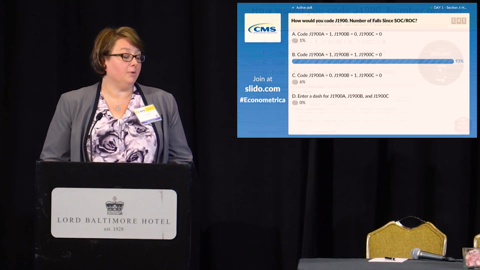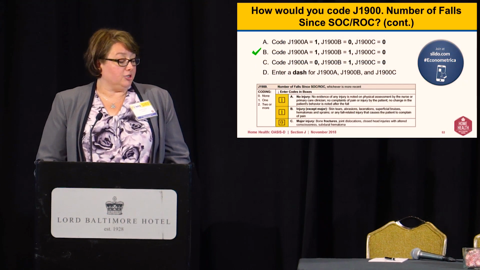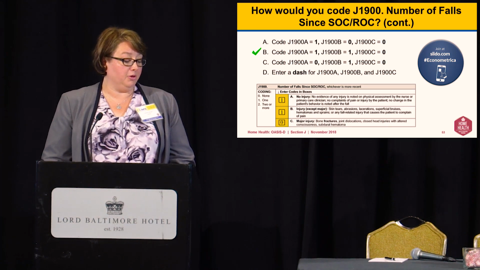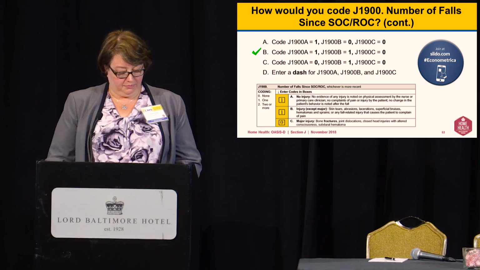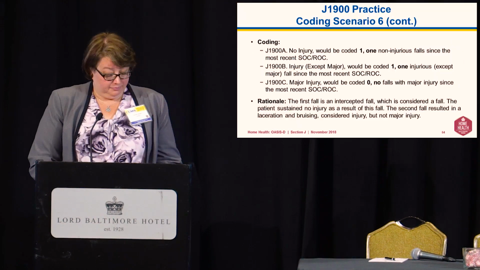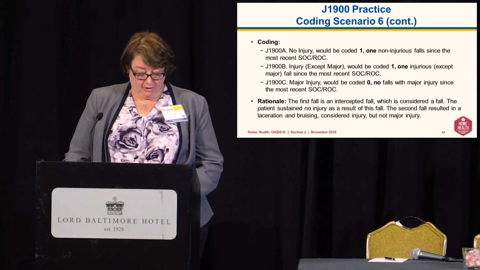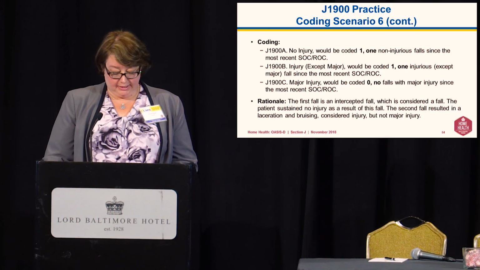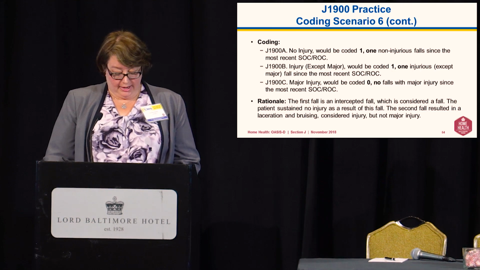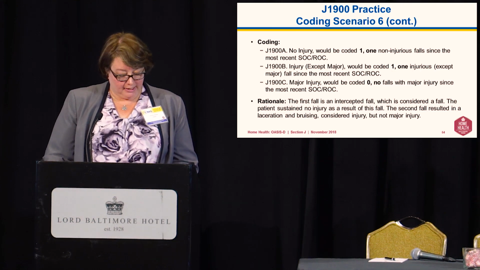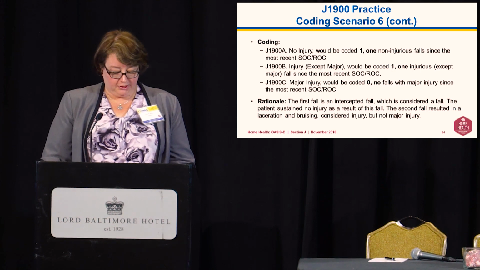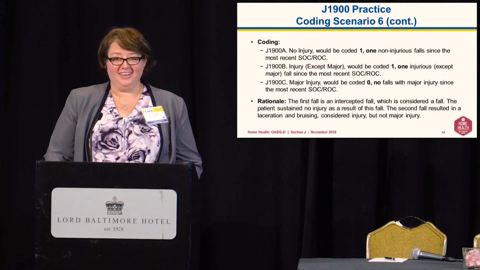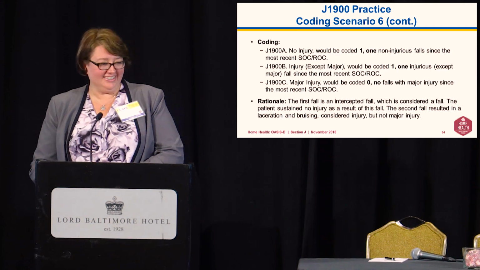Okay, let's think about this. The correct answer actually is B. Well done. So again, you're going to see A with 1, B with 1, and C with 0. And the rationale: the first fall is an intercepted fall, which is considered a fall. The patient sustained no injury as a result of this fall. The second fall resulted in a laceration and bruising, considered an injury, but not a major injury. Okay, that was good. Well done, guys.